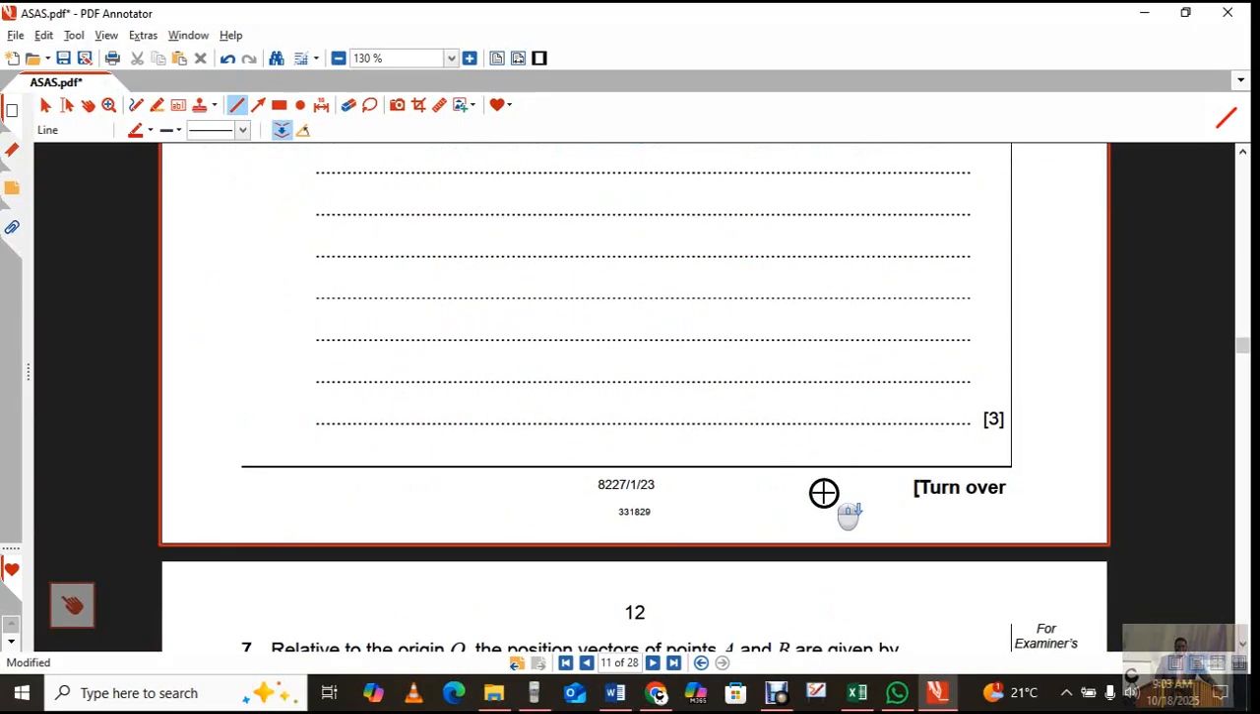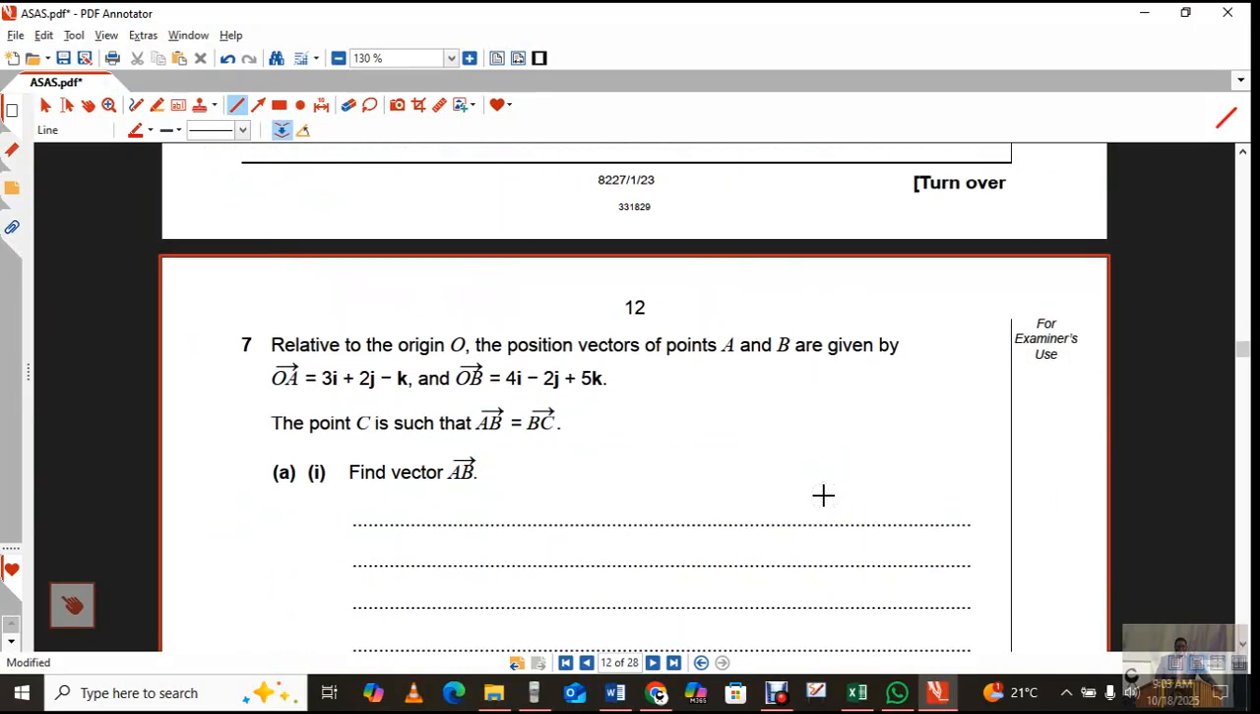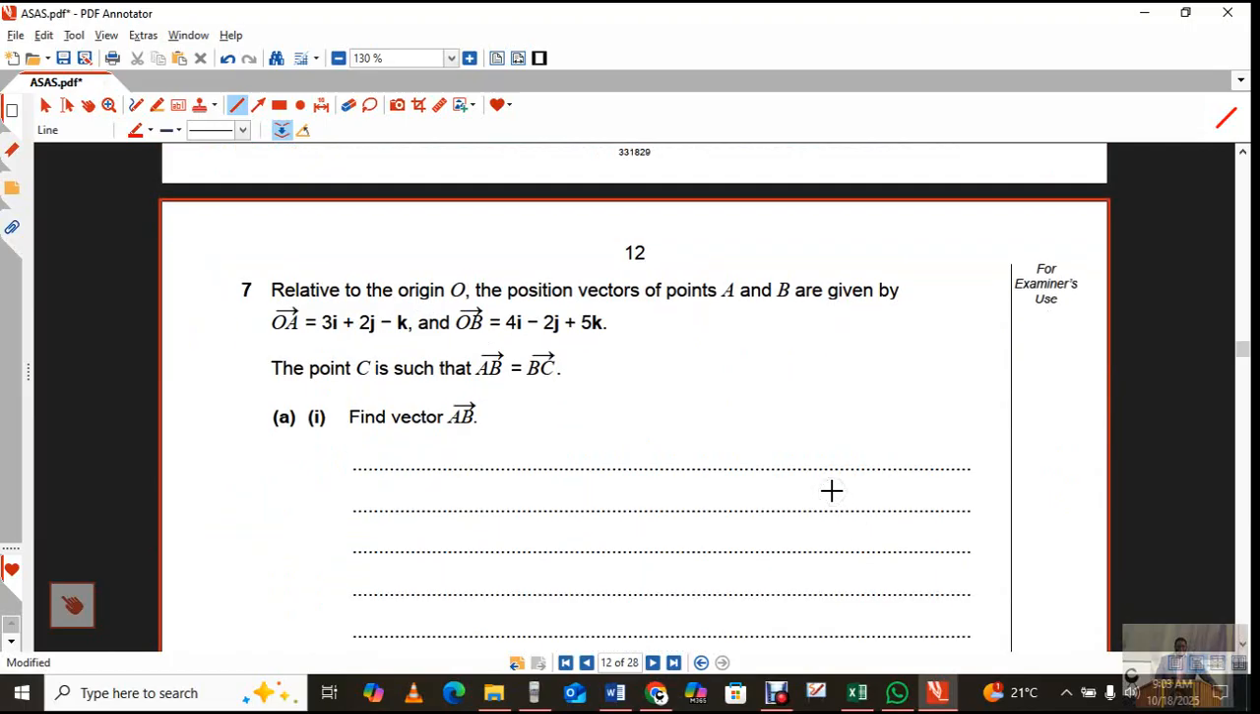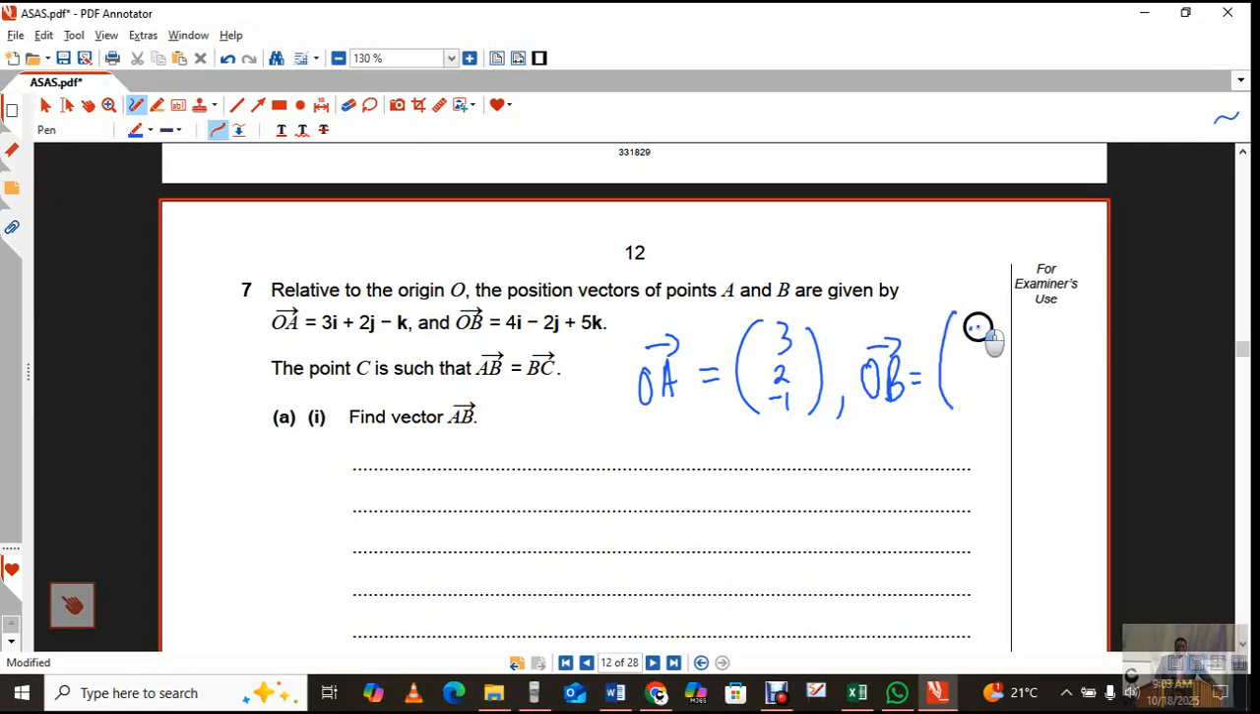Right, so that takes care of that question. So we're going to have question 7, relative to the origin. You have the position vectors of OA and OB that are given to you. Now I like to write them in column vector form. So that is 3, 2, and -1. And the other one, OB, is obviously going to be 4, -2, and 5. I like to write them like that.